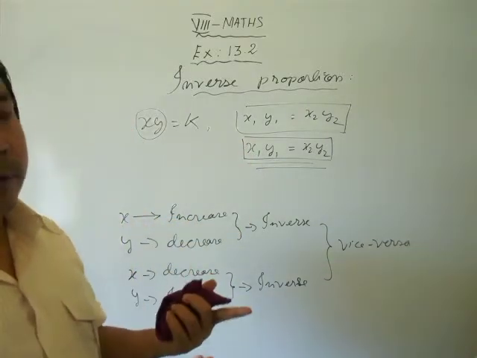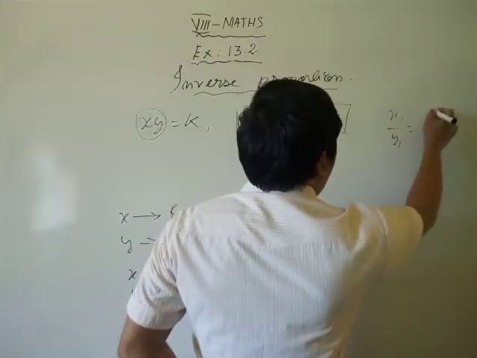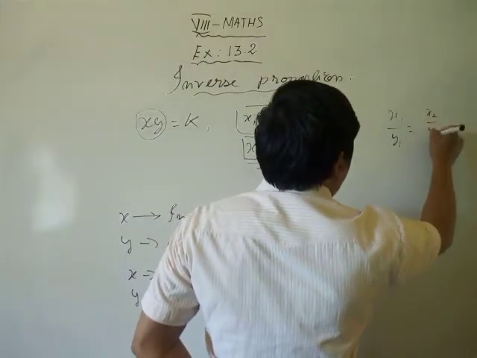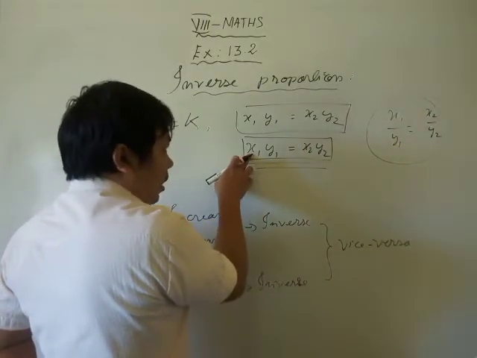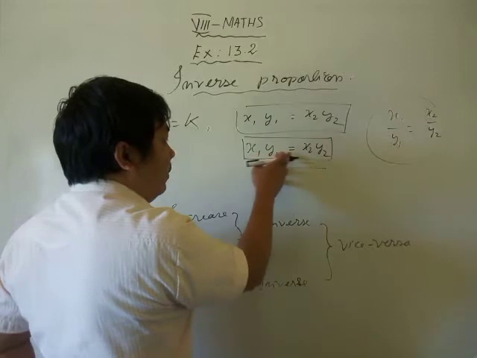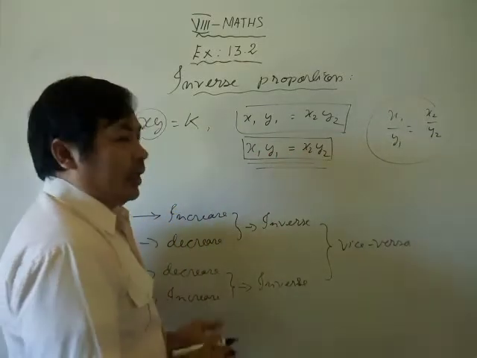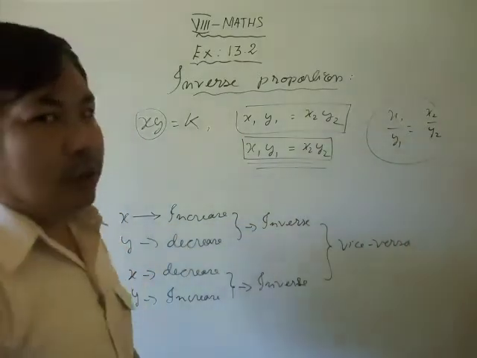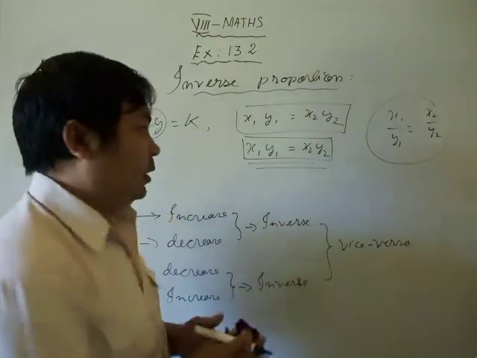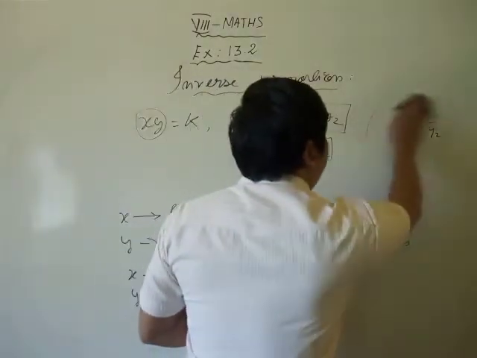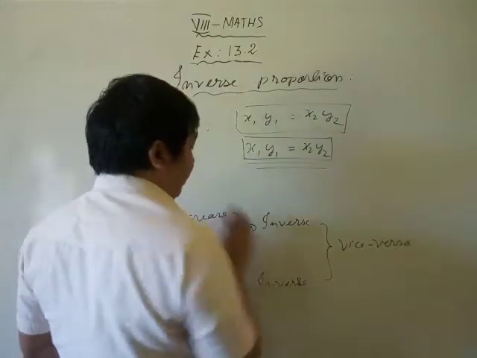In direct proportion, there is x1 by y1 is equal to x2 by y2. Isn't it? This is for direct proportion. But for inverse proportion, x1 into y1 is equal to x2 into y2. The product of x1 y1 is equal to the product of x2 y2. That is the relation of inverse proportion. With this we can start our new exercise, that is 13.2.